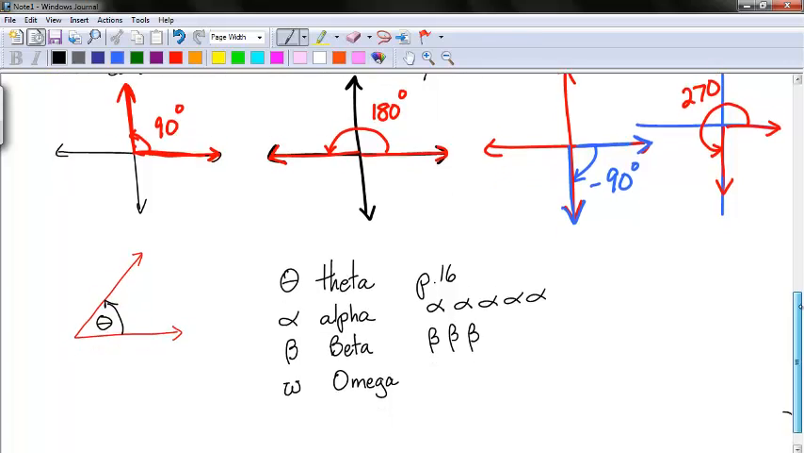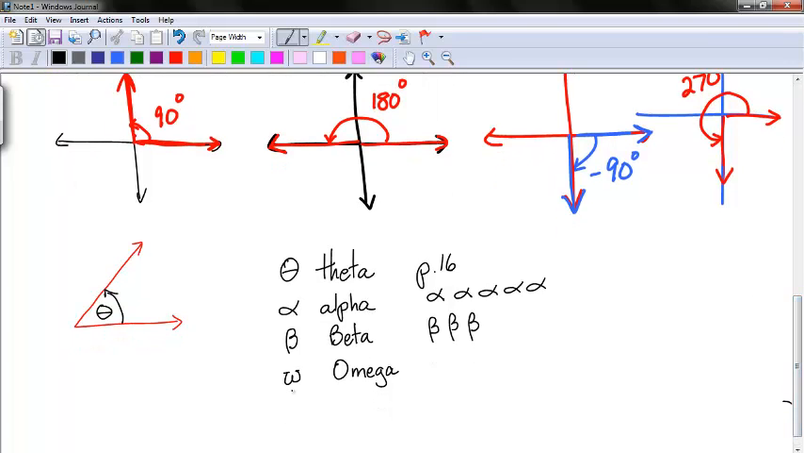Another one that you've already used in math, you've probably used it for the empty set, is the Greek letter phi. Another one that we will use is delta. If there's one that you're not sure about, how to say it, or what the letter looks like, it's on page 16 in your book.